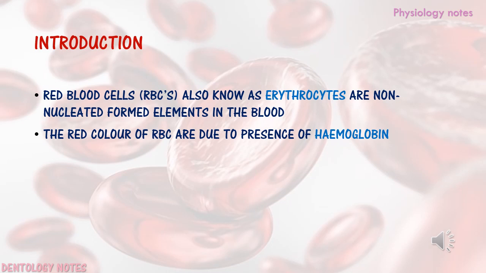Introduction. Red blood cells, RBC, also known as erythrocytes, are non-nucleated formed elements in the blood. The red color of RBC is due to the presence of hemoglobin.